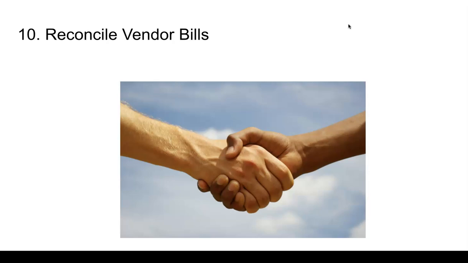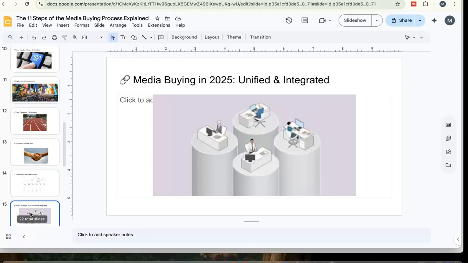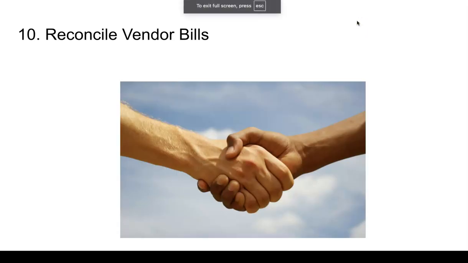Number 10 is you want to reconcile vendor bills. This happens sometimes, so you want to make sure you match each invoice to the IOs and the delivery date. You also want to use automation to streamline your reconciliation for paid media, and you want to avoid overspending by reviewing the actuals against the insertion order.